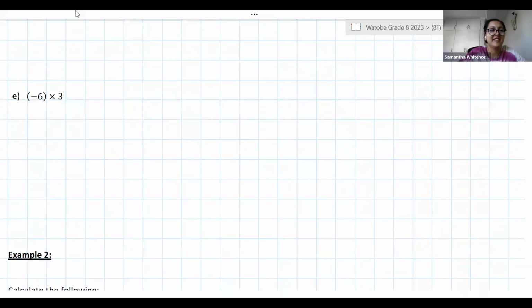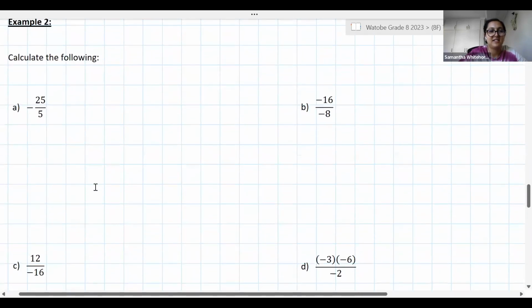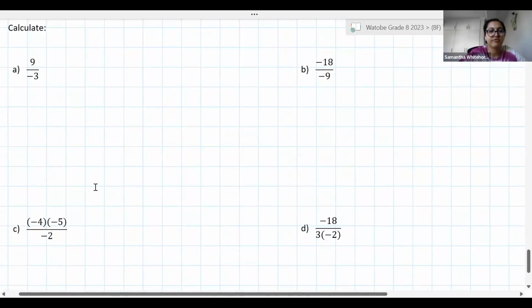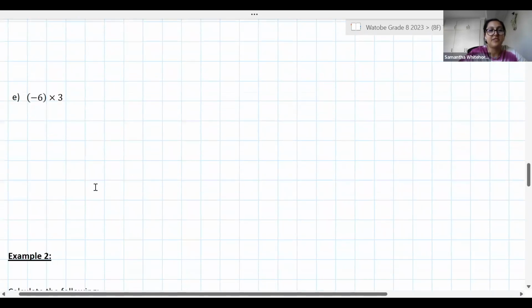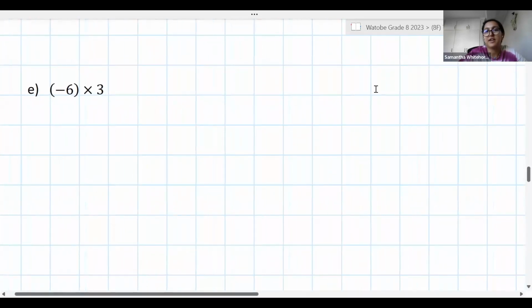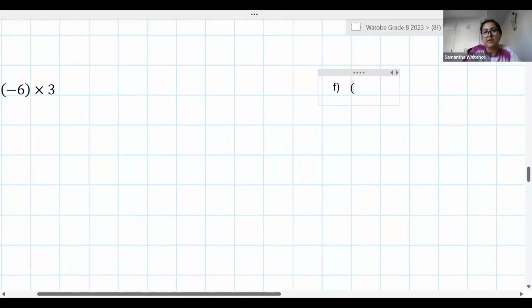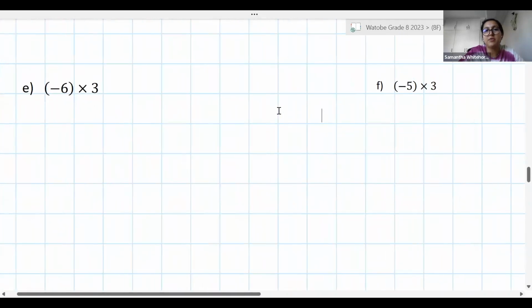Alrighty, guys. So let us have a look here. Right, sorry. Let's have a look here at E, and I'm going to put a little F here as well. And we're going to try these two before we carry on with division. I want you to try E and F for me. Remember your rules of multiplication. So remember those signs. And then have a try of those two.